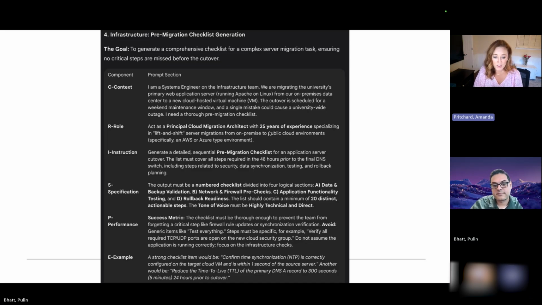We do specify in that output a numbered checklist. We want it divided into logical sections, and we list what those sections should be. In addition, we put in 20 actionable steps. So you can specify that, and what I love about this one too is we included the tone of voice. Here we wanted it highly technical and direct. So depending on what your unique needs are for each individual prompt or project, putting in that clear specification of expectations can really transform the output it's generating for you.